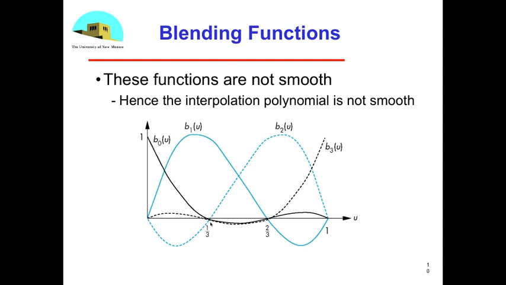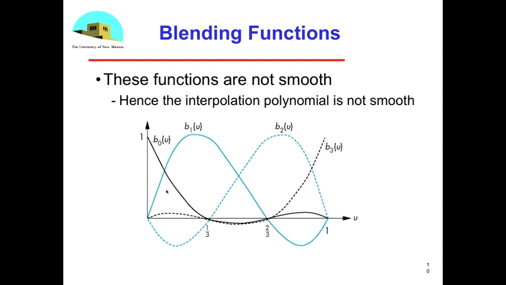b0 has to be 0 in order to force it to give you data point p0 at u equals 0. It has to go through 0 at a third. It has to go through 0 at 2/3. It's a solid black line. And it has to go through 0 at 1. So in order to do that, it has to look something like this, and it's 1 at u equals 0.